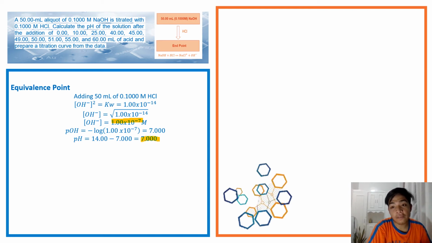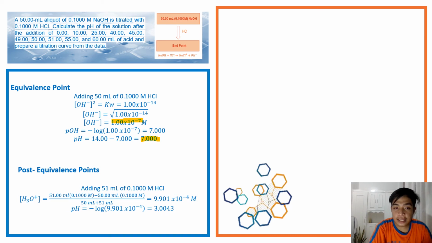7 is the pH at the equivalence point because we are titrating a strong base and a strong acid, which yields neutralization at the equivalence point. Next is the post-equivalence point. At the post-equivalence point, the amount of the analyte has already reacted, so it is only the titrant that is left in the solution. Instead of using the hydroxide ion, we will now utilize the concentration of hydronium ion to get the pH of the solution.